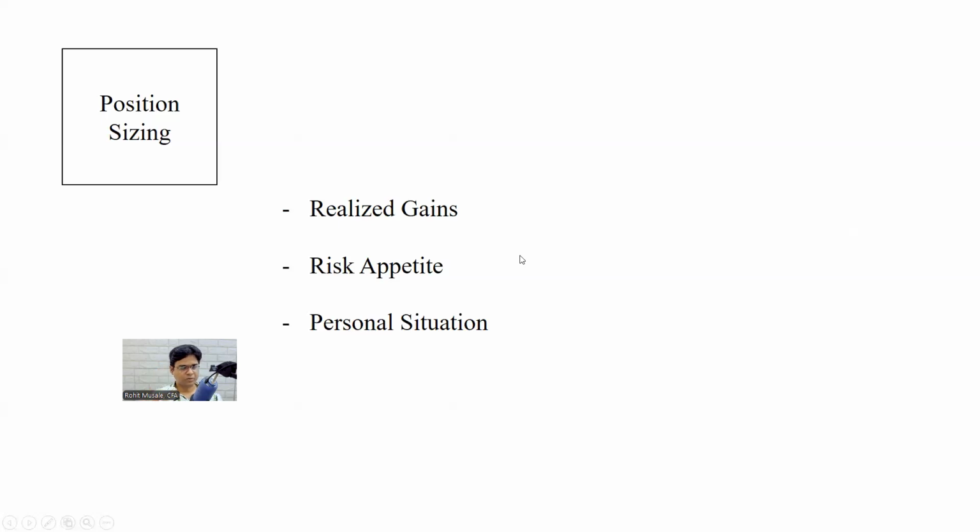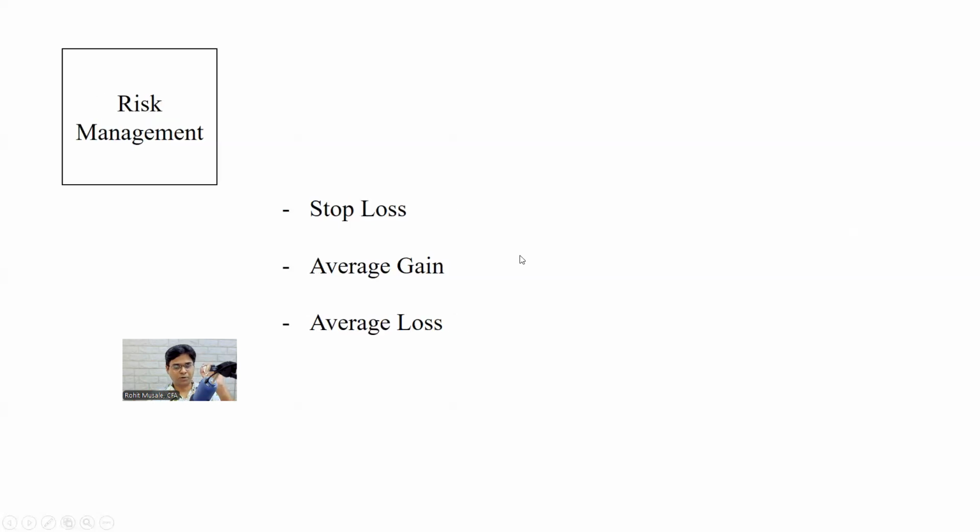Then risk appetite. Now, some people are aggressive, some people are conservative. Your personality will determine what position size is suitable for you, and personal situation as well. Imagine a 25-year-old guy and a 75-year-old guy. The 25-year-old guy will go in with a higher position size. The 75-year-old guy cannot gamble with his retirement money. Okay. So position sizing is important.